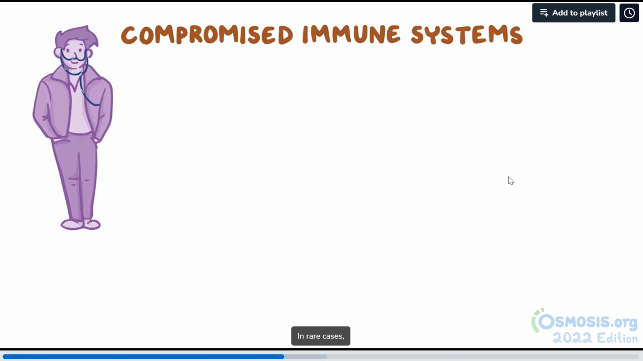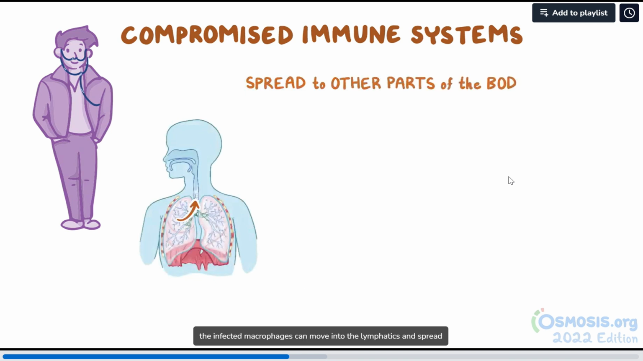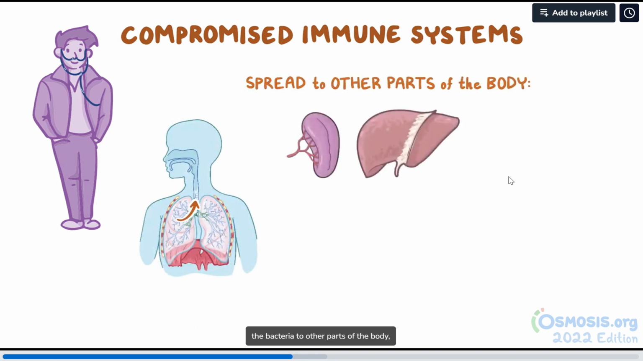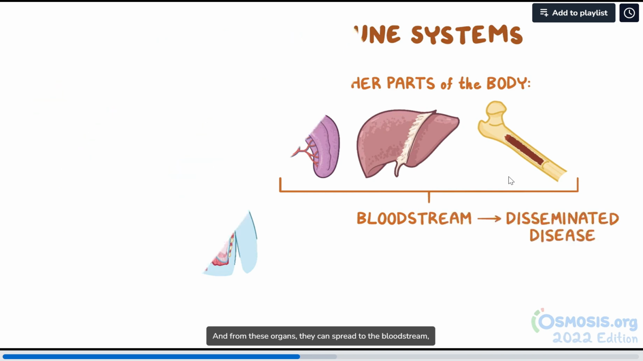In rare cases, and almost universally in individuals with compromised immune systems, the infected macrophages can move into the lymphatics and spread the bacteria to other parts of the body, especially to the spleen, liver, and bone marrow. And from these organs, they can spread to the bloodstream, causing disseminated disease.